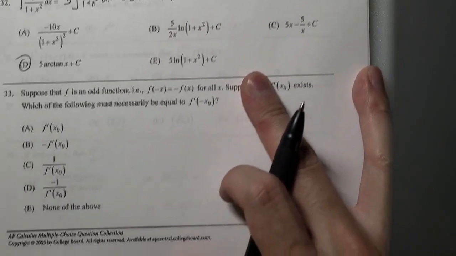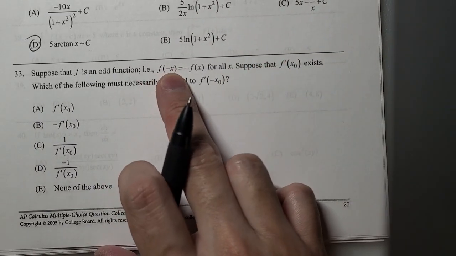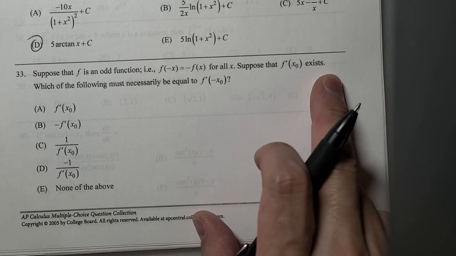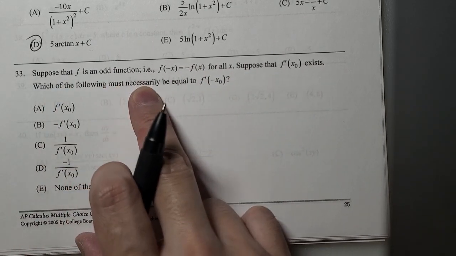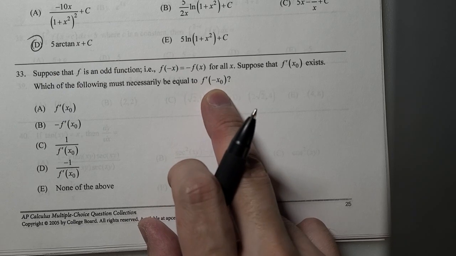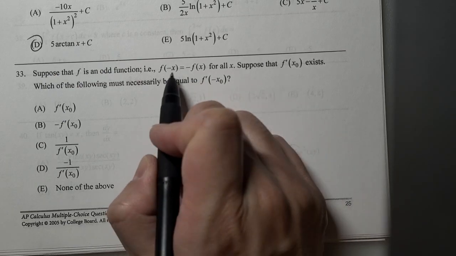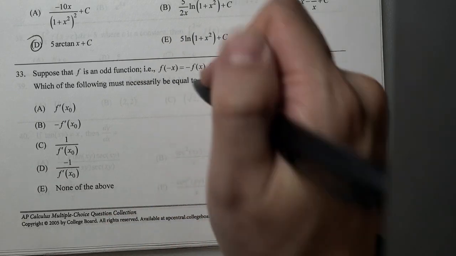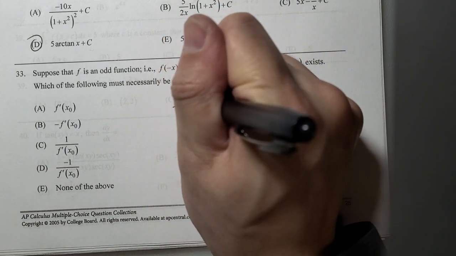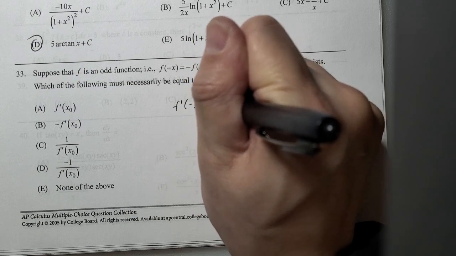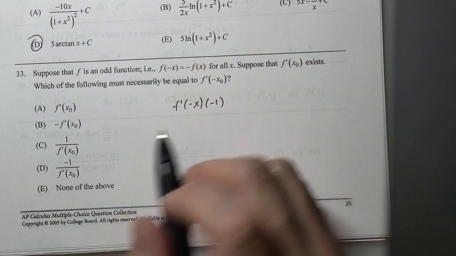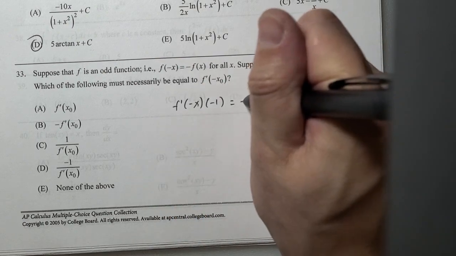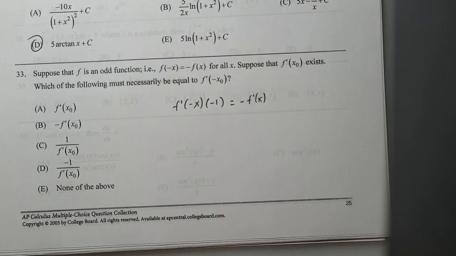Suppose that f is an odd function. They even give you the definition of odd function. Suppose that f prime of x0 exists. Which of the following must necessarily be equal to f prime of negative x0? So I'm thinking you just differentiate both sides of this. Okay? So this one, we would need the chain rule. It'll be f prime of negative x times negative 1 by the chain rule. This side, the negative here is just a constant, so it'll be negative f prime of x.